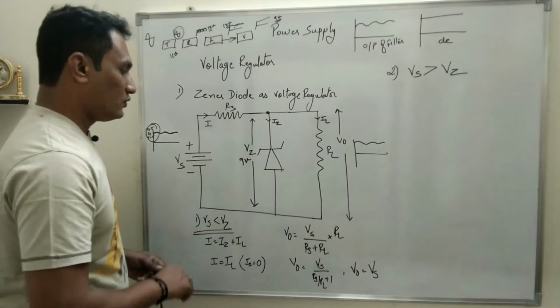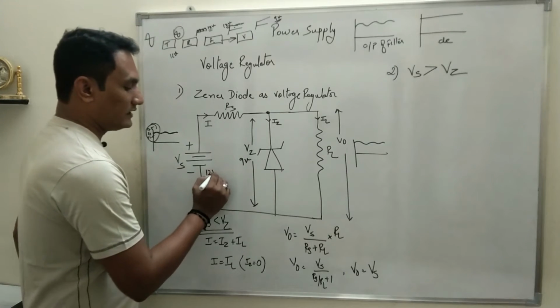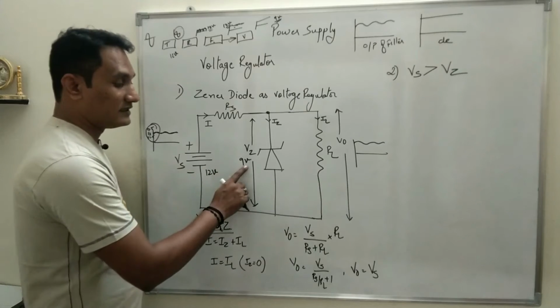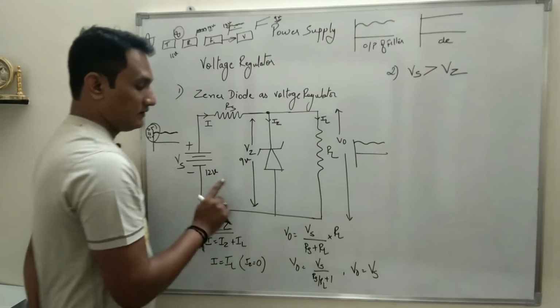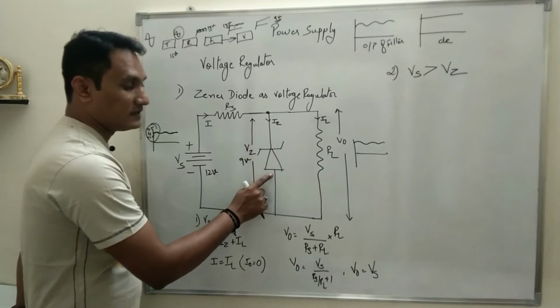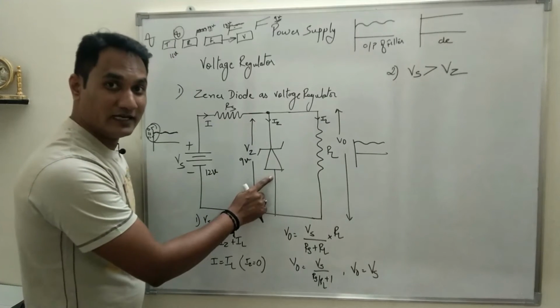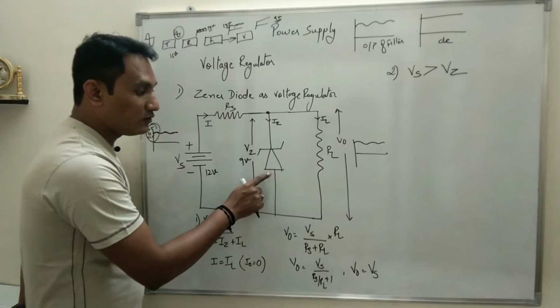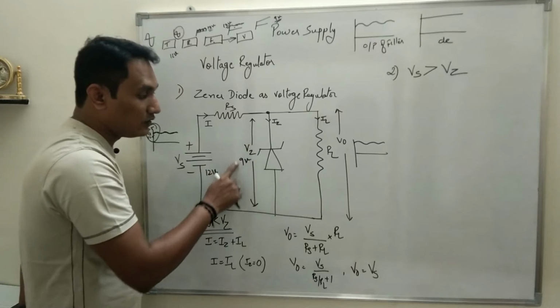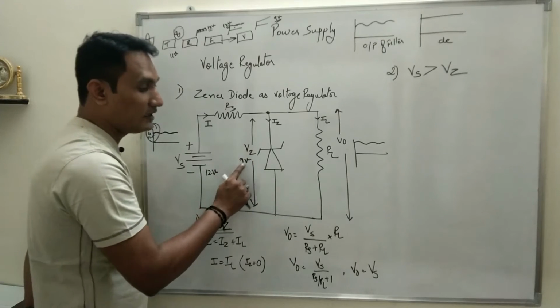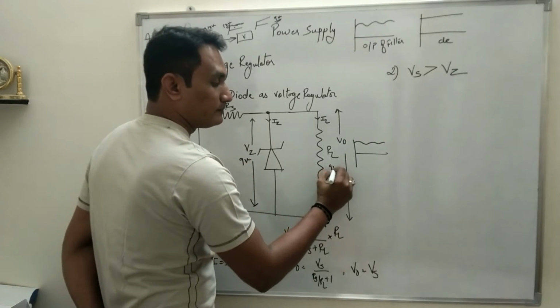Okay, so if you apply 12 volt here, what happens? 12 volt is greater than 9 volt. That means Vs is greater than Vz. When Vs is greater than Vz, the Zener diode goes into the breakdown region. And if the Zener diode goes into the breakdown region, only the current through the Zener diode will increase. Voltage drop across Zener will remain at 9 volt.